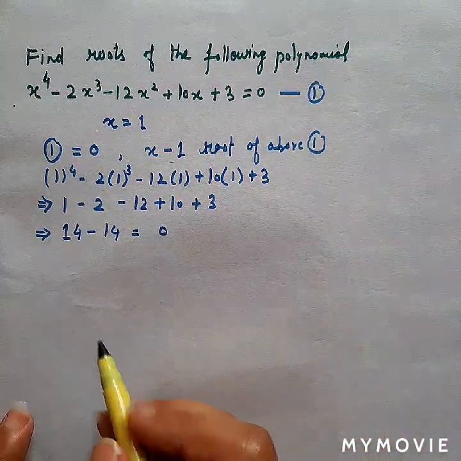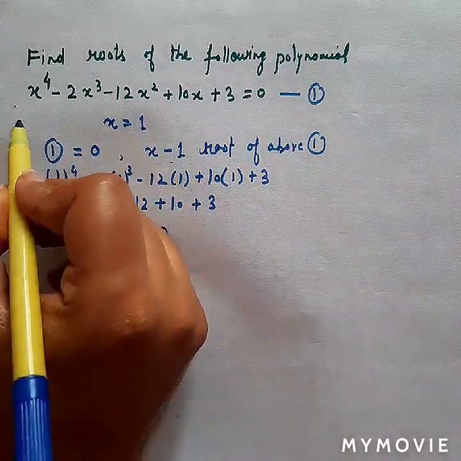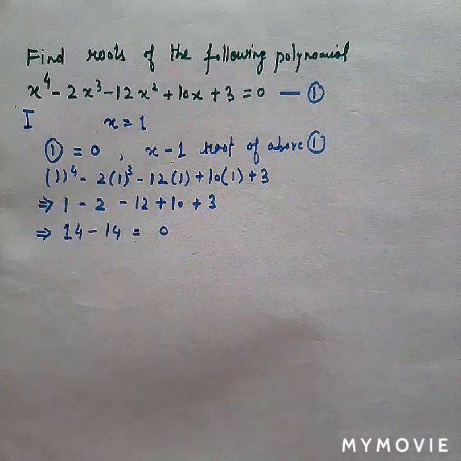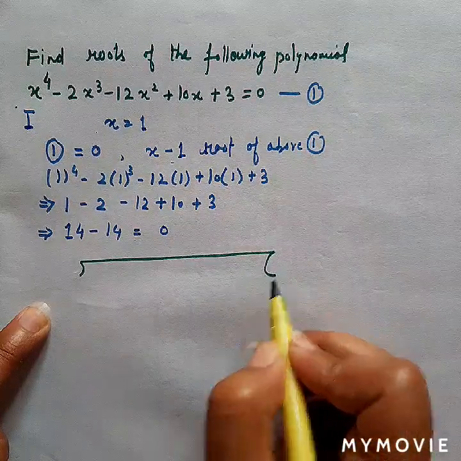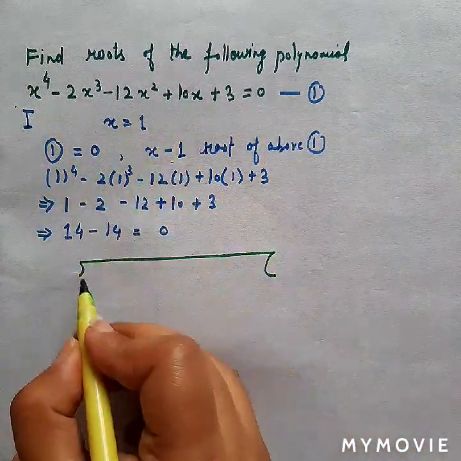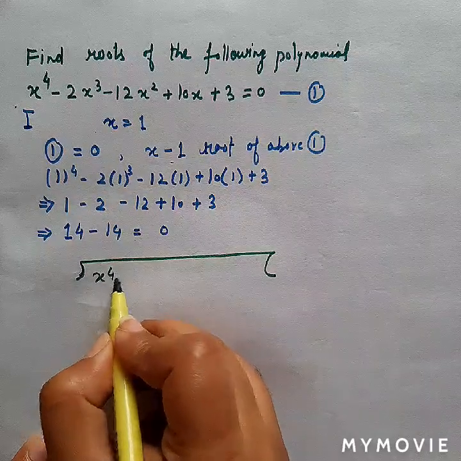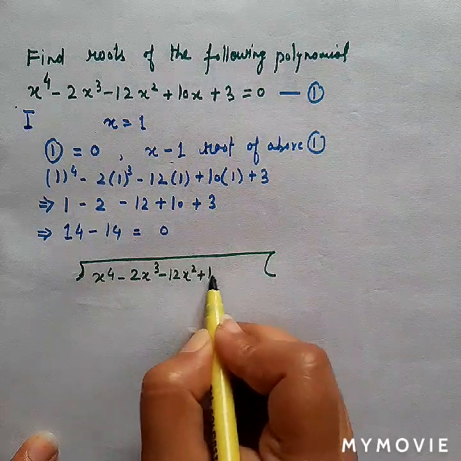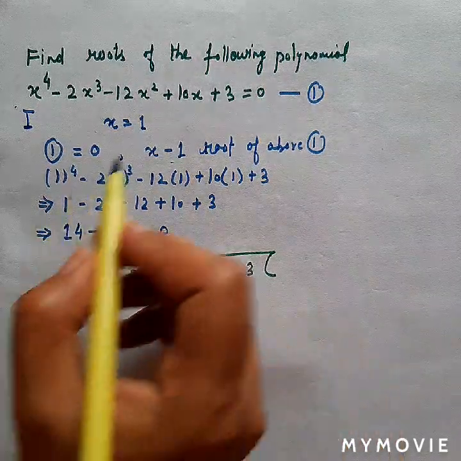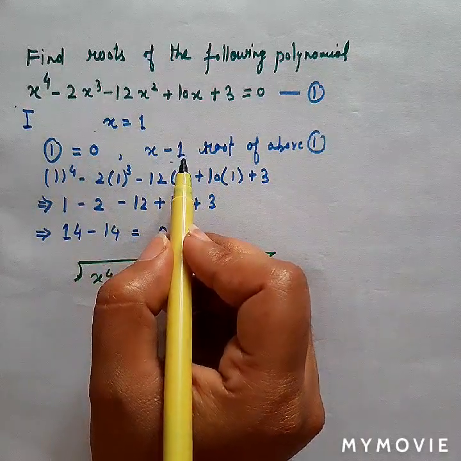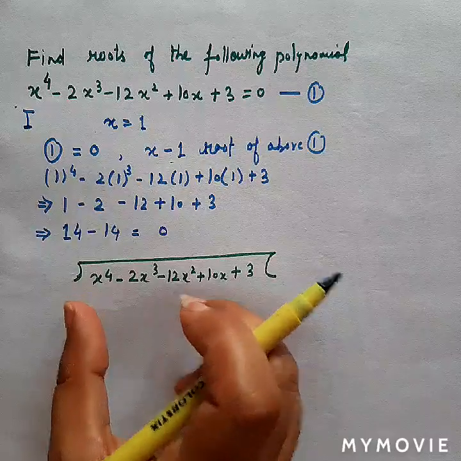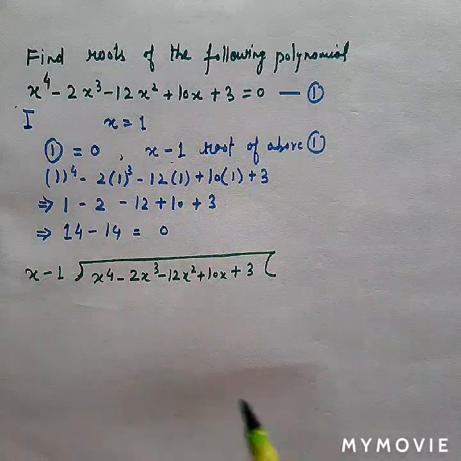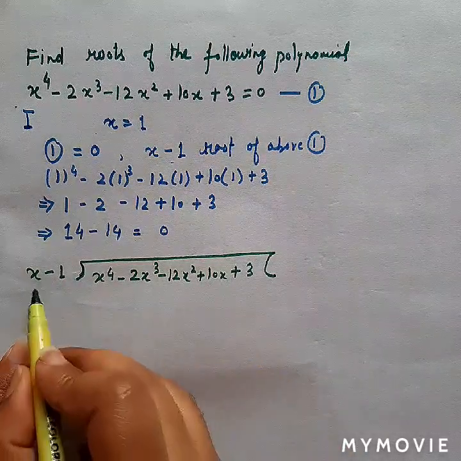Fine. Then I will further do the second step. This was step 1. Then in the second step I will take the above equation as dividend, x raised to power 4 minus 2x cube minus 12x square plus 10x plus 3, and the divisor will be x minus 1 because this is the root of the above equation. So x minus 1 will divide this polynomial. Fine. Then I have to cancel these terms with the help of this.